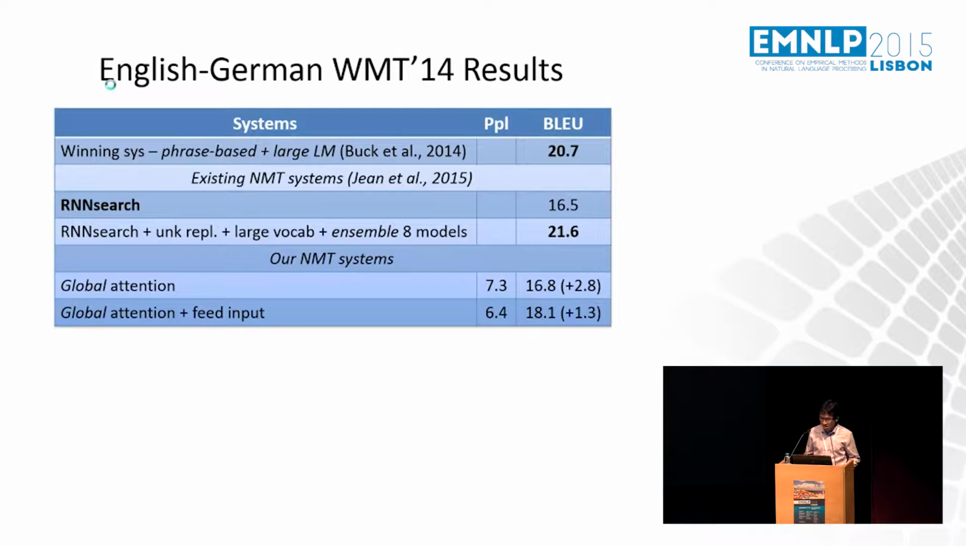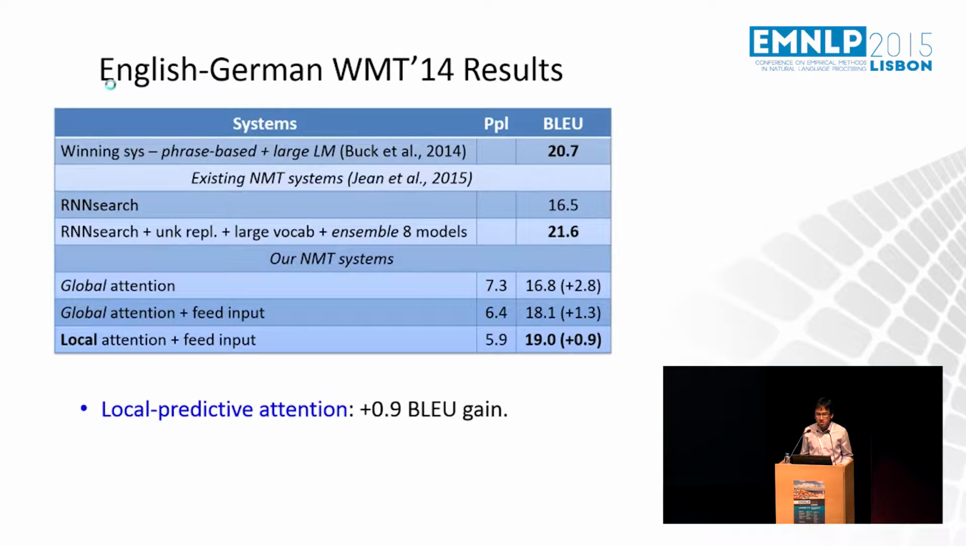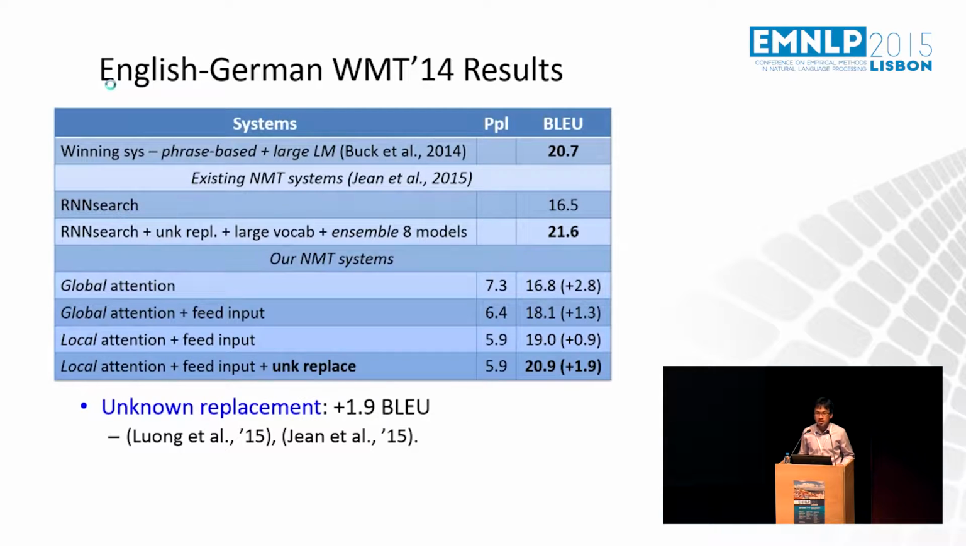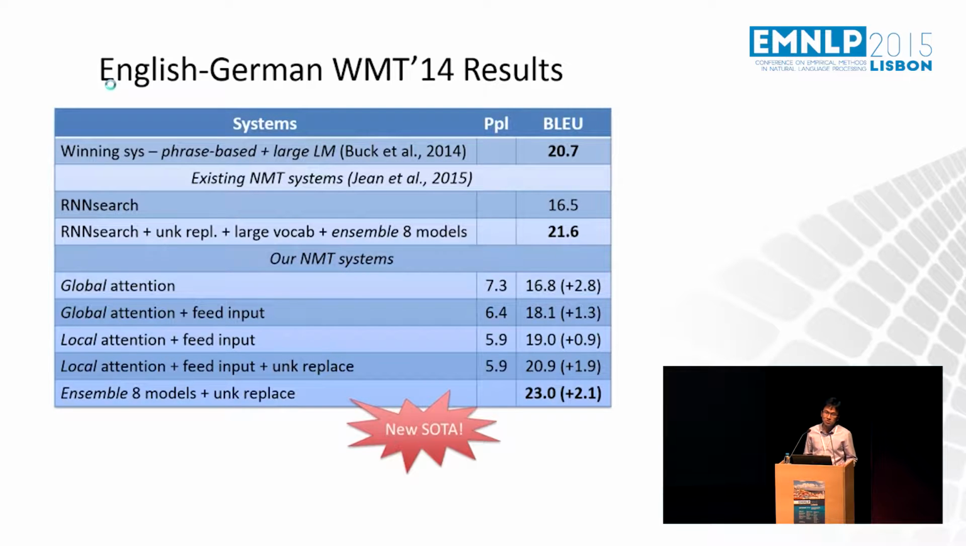So to beat that, we start adding different things. We have local attention, which gives us 0.9 BLEU improvement. And we also do the same unknown word replacement technique, which has been done in the past and is very useful. It also indicates that this attention model can learn good alignments for unknown words. So we get another 1.9 BLEU improvement. And then when we ensemble 8 different models with unknown word replacement, we get 23 BLEU points. And this is 2.3 points better than the phrase-based system and 1.4 points better than the Montreal system, which is also a neural machine translation system.